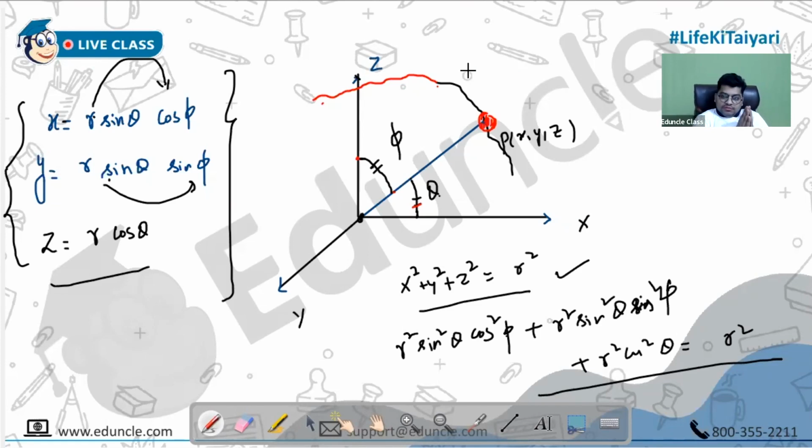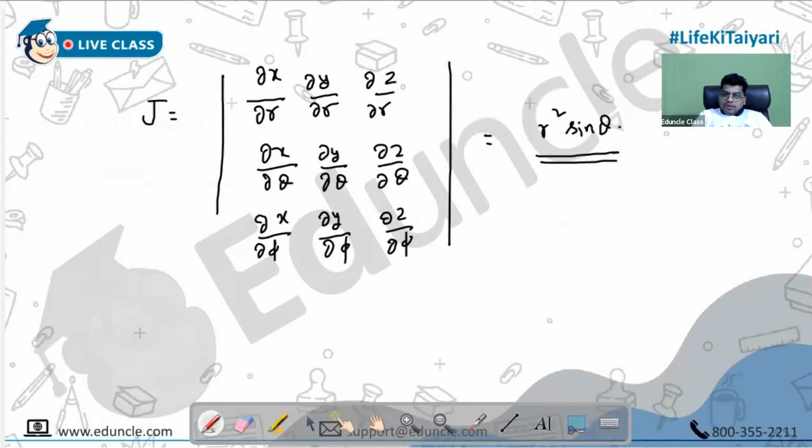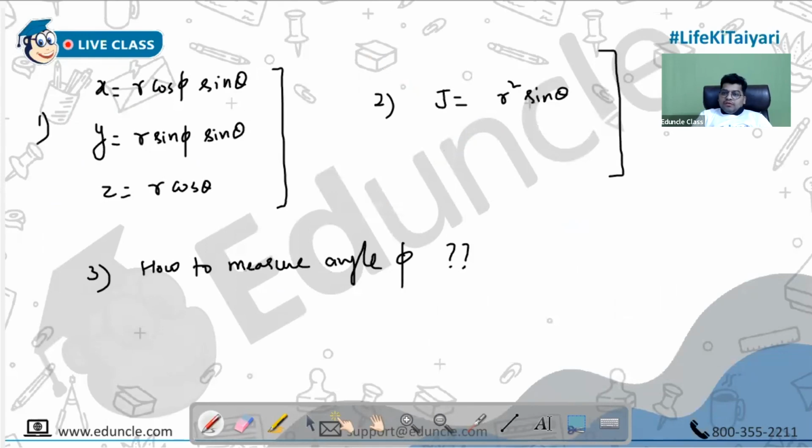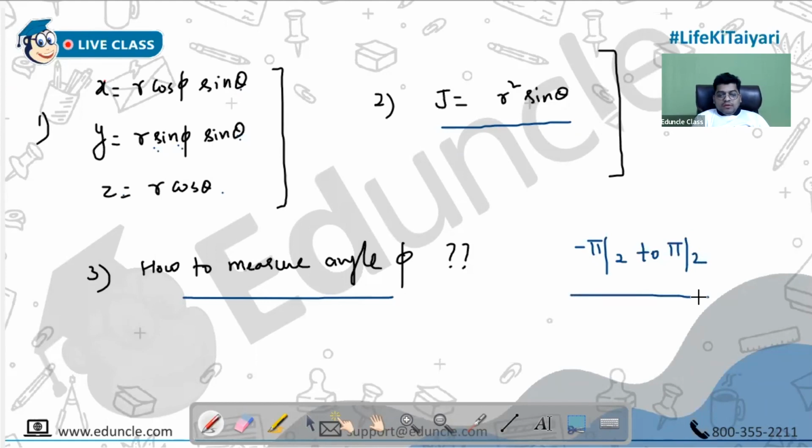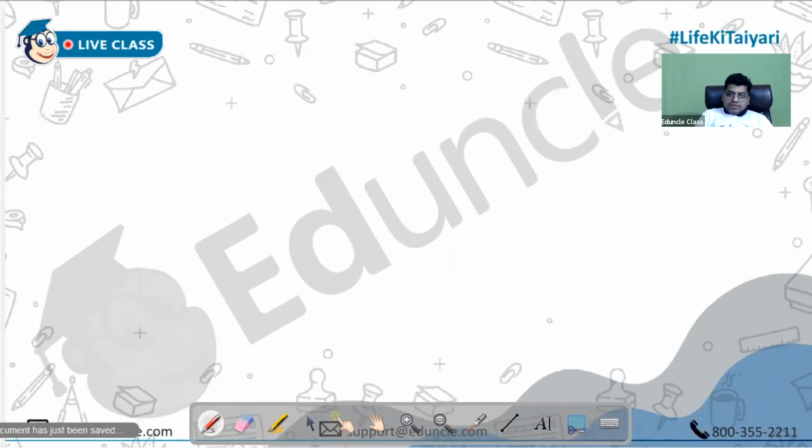There are three things we have to remember when we use spherical coordinates. Number one, x is equal to r cos phi sin theta, y is equal to r sin phi sin theta, z is equal to r cos theta. The Jacobian is r square sin theta, and the measuring range of this is minus pi by 2 to pi by 2. This is the measuring angle. If you know all these things, then the problem is easy for you. That's all. So the problem will be easy.